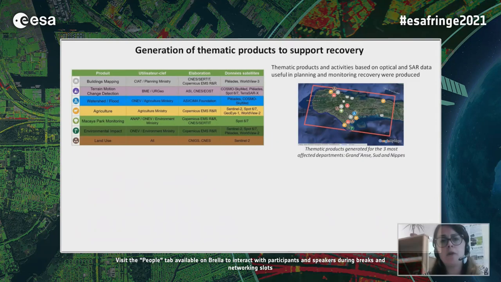So to achieve our goals, what we did in the project was to generate a number of thematic products of different levels based on optical and radar satellite data. The products were generated according to seven different categories that are summarized in these slides. As you can see, they cover the most impacted area of Haiti, so southwestern Haiti. And they were classified according to typology.